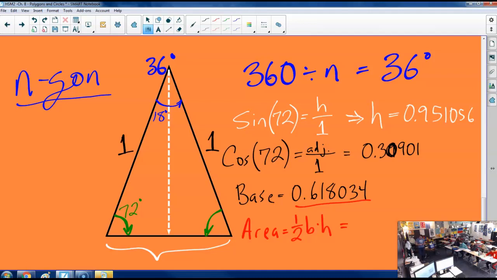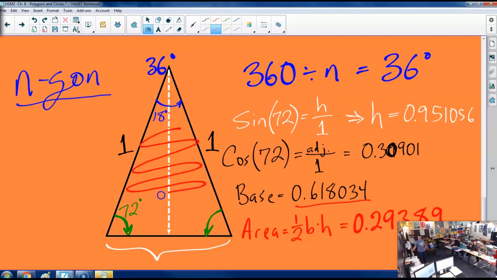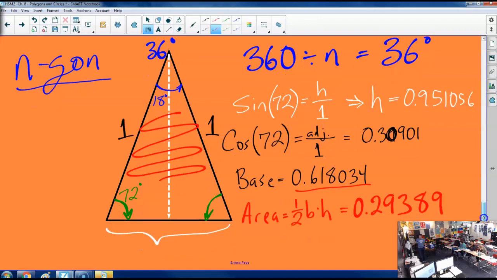So 0.2938858146 is the area of the entire triangle. I really don't like this triangle anymore. Leave it in your calculator. And how many of these triangles do we have? 10. So this gets times 10, so 2.93, whatever.